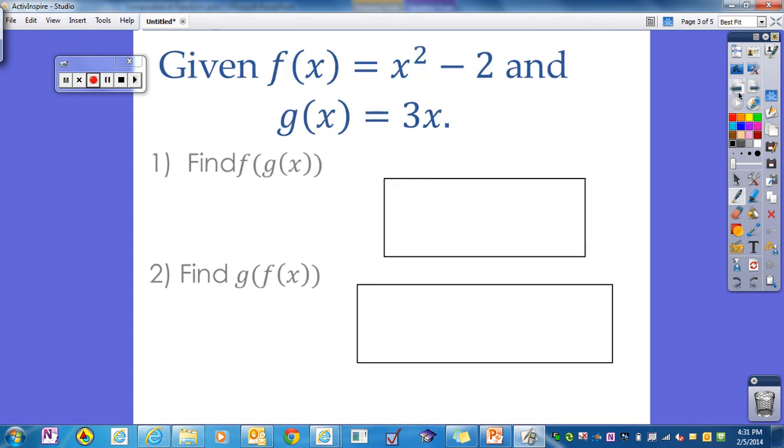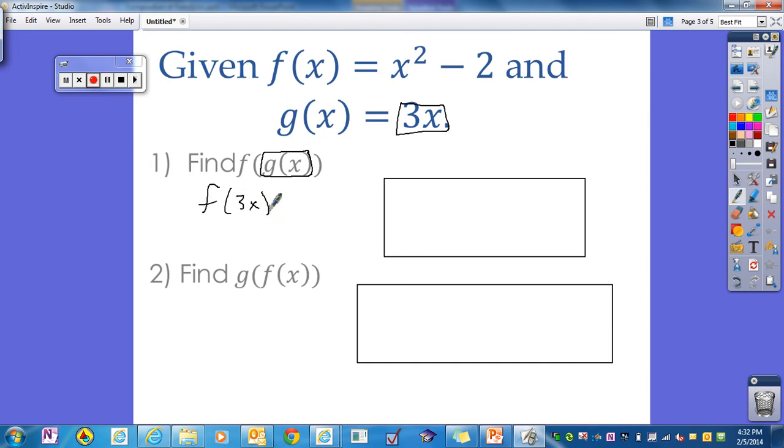Alright, let's take a look at another example. Now I'm given that f of x equals x squared minus 2 and that g of x equals 3x. I'm doing f of g of x. So very first thing is I have to take this g of x and replace it with what g of x actually equals, which is 3x. So that means I'm doing f of 3x.